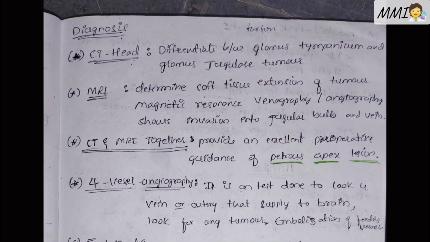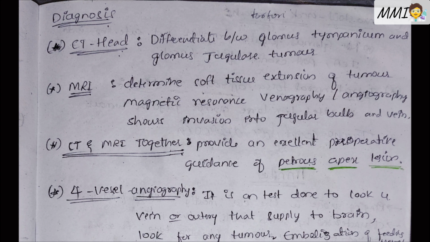Next, coming to the diagnosis. We will do CT of the head to differentiate between glomus tympanicum and glomus jugulare tumor. Next is MRI to determine soft tissue extension of the tumor. Magnetic resonance imaging and angiography show invasion into the jugular bulb and vein. CT and MRI together provide excellent preoperative guidance for Fisch's affected lesions.